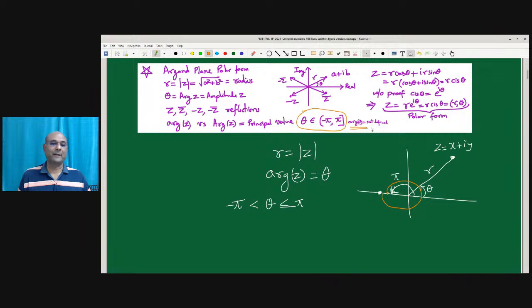Argument of 0 is not defined. That is, the angle is not defined because you can go in any direction. So it doesn't matter.